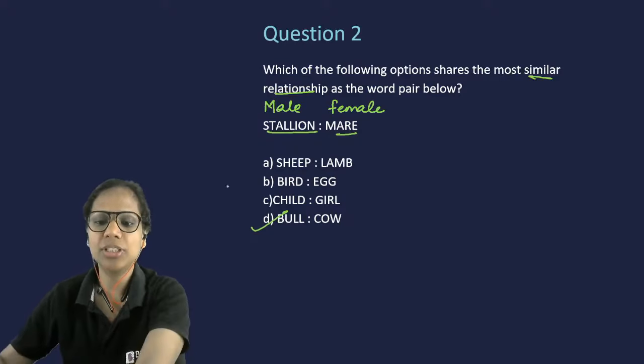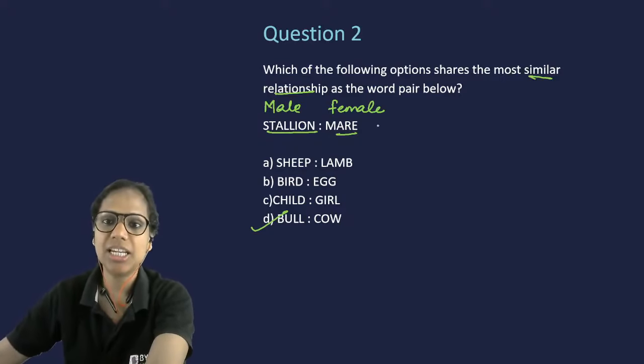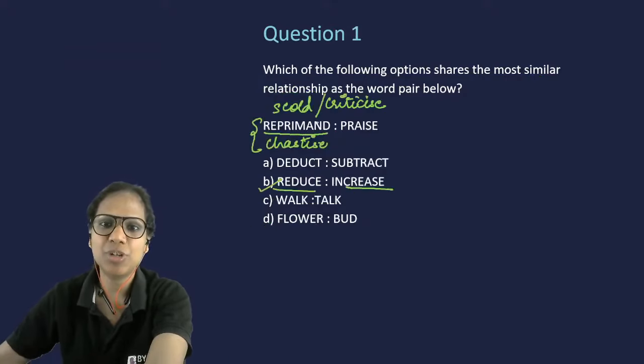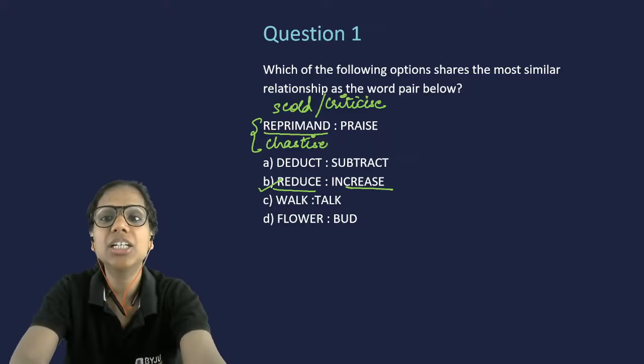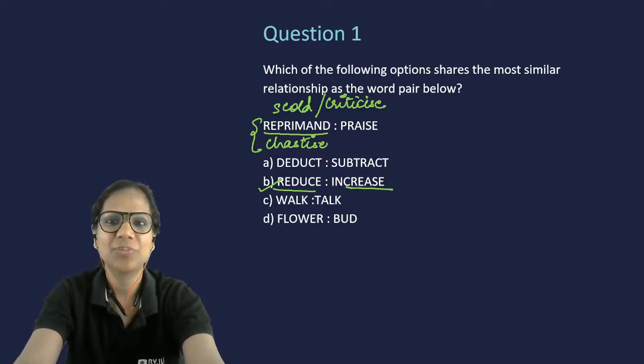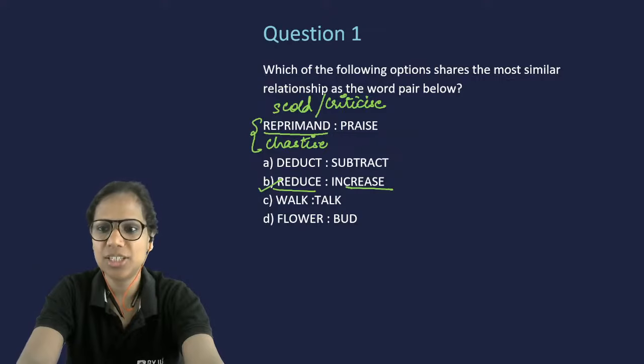Right, so these are common terms. Stallion, mare, you should know these, right? They'll help you with your analogy questions. Similarly, reprimand is not a very difficult word, so to say. It's a high frequency word, right? So what we'll be doing today are going to be high frequency words. Okay. All right. Then let's go to the next question.